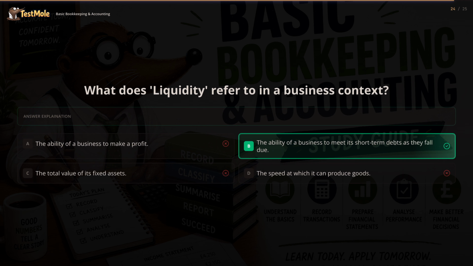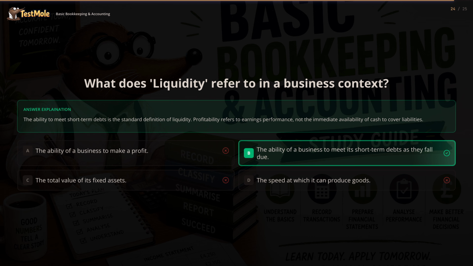The answer is B. The ability to meet short-term debts is the standard definition of liquidity. Profitability refers to earnings performance, not the immediate availability of cash to cover liabilities.